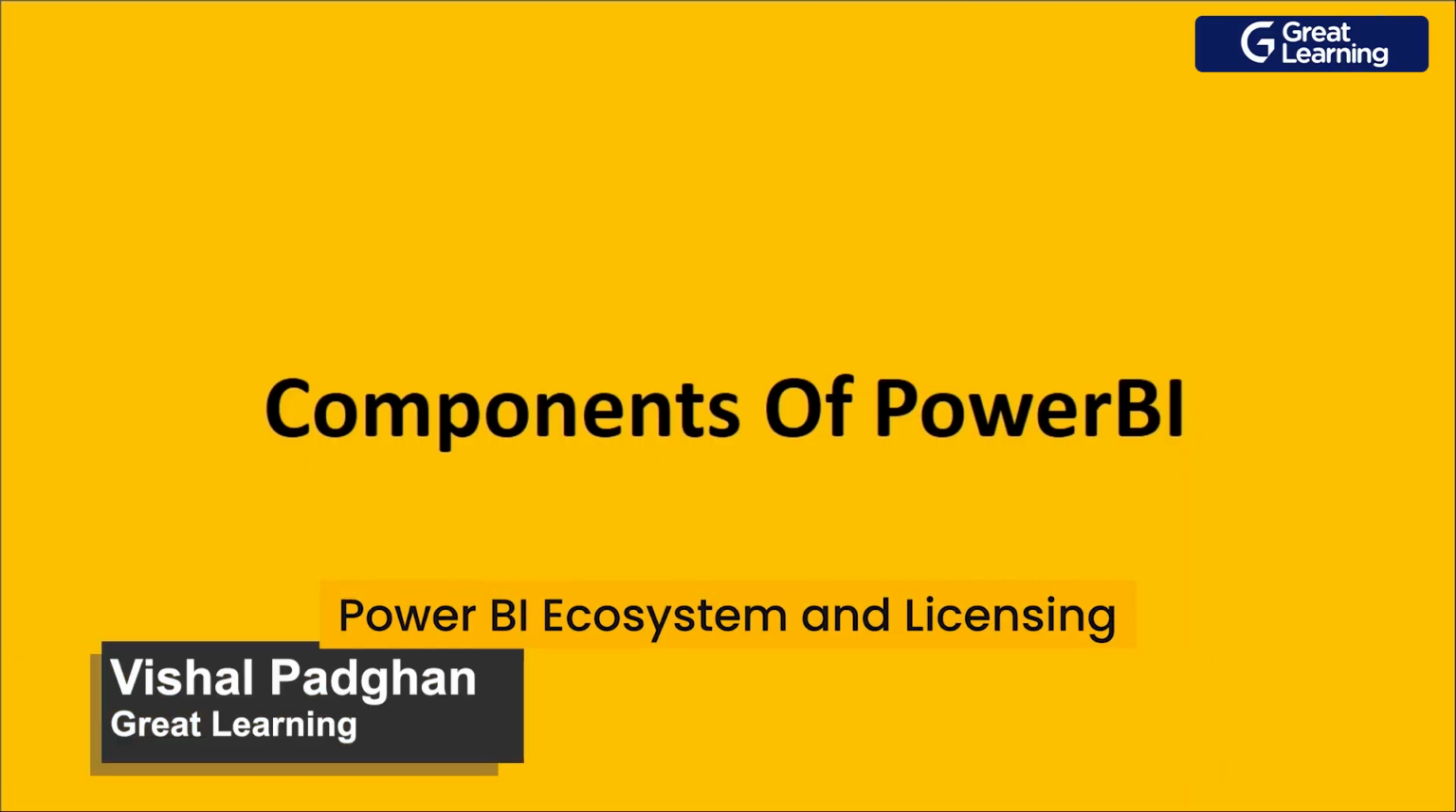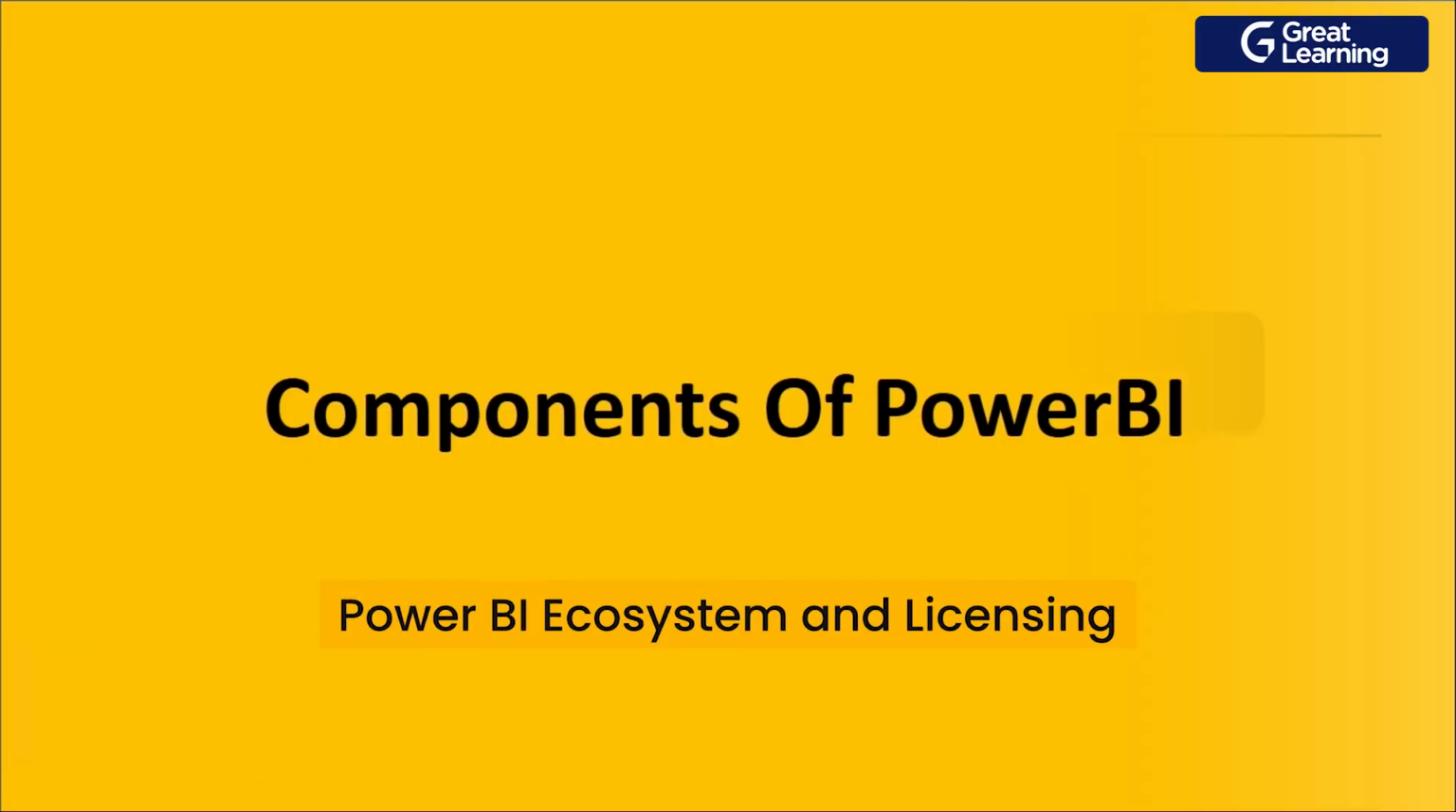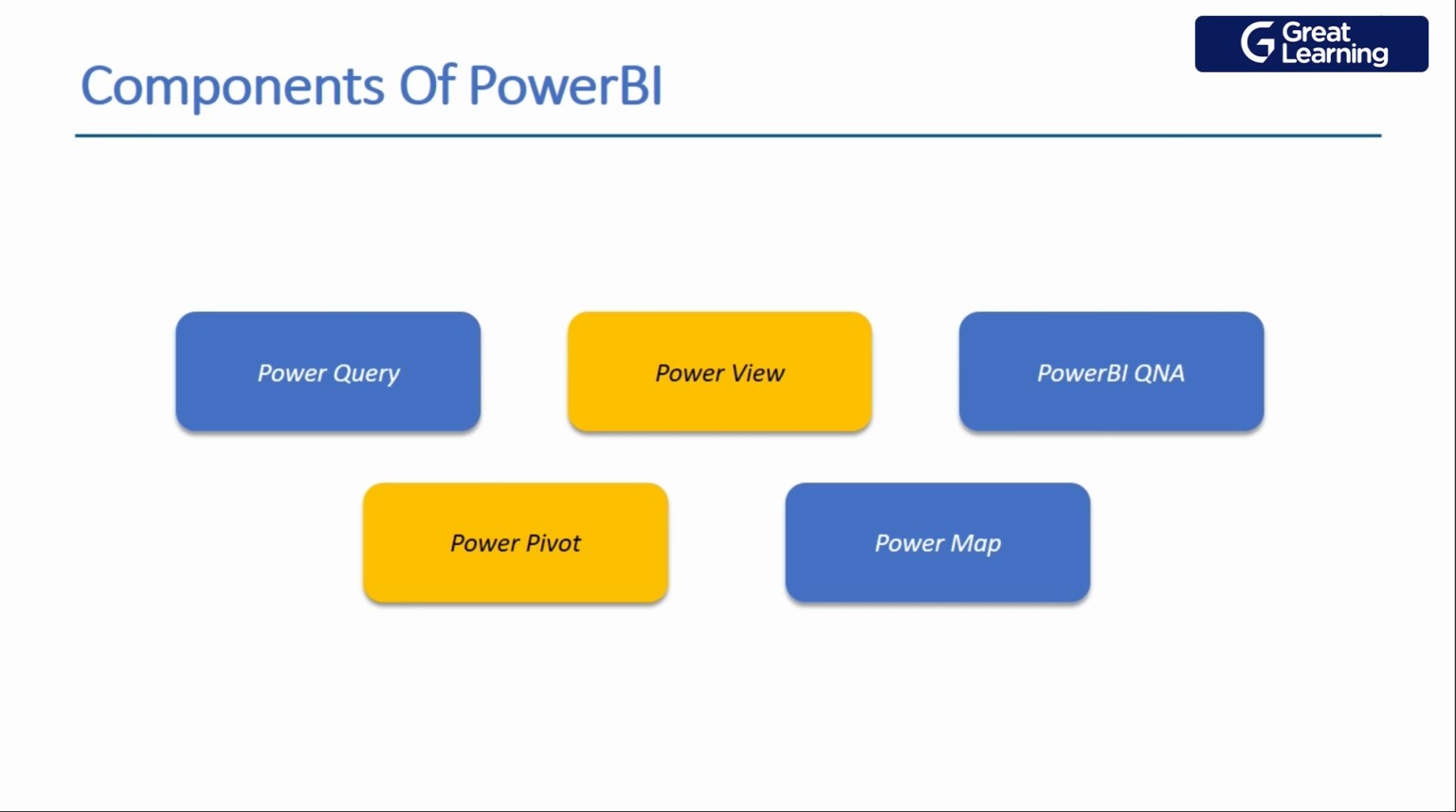Let us now go ahead and understand the different components of Power BI. When you talk about the different components of Power BI, we have quite a few components that Power BI offers to us. To name a few, you have your Power Query, you have your Power View, you have your Power BI Q&A, Power Pivot. Then you have other features as well, be it your mobile features, be it your desktop features, right? There are plenty of these out there in the market. Let's try and understand them one by one.